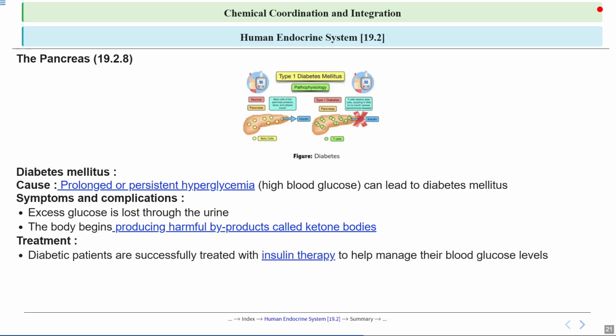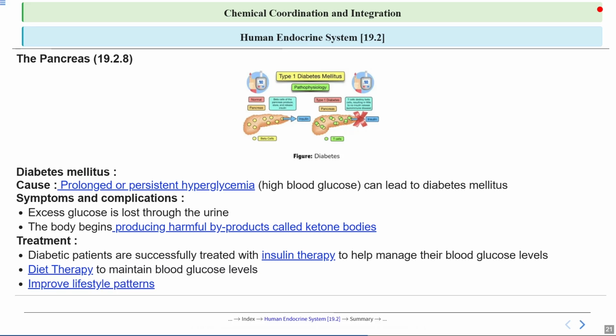Let's talk about treatment. Diabetic patients are successfully treated with insulin therapy to help manage their blood glucose levels, and diet therapy to maintain blood glucose levels. By choosing the right food such as whole grain, vegetables, and lean proteins, which release sugar slowly into the bloodstream, while avoiding sugary and high carb foods that can cause rapid spikes. So we should promote a healthy diet. Then it improves lifestyle patterns.